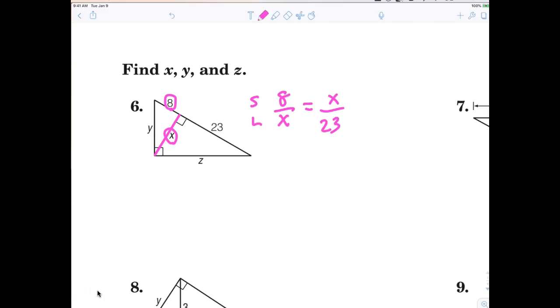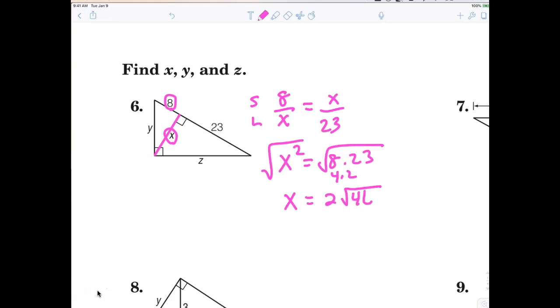23. Is everybody with me? And now to solve that, we just do what? Cross multiply and divide. Now here's where you're going to make a mistake. X squared is equal to 8 times 23. I don't care what 8 times 23 is because I know I'm going to take the square root. And when I take the square root of both sides, it's easier for me to just say, well, 8 is 4 times 2, so my answer is 2 radical 46.